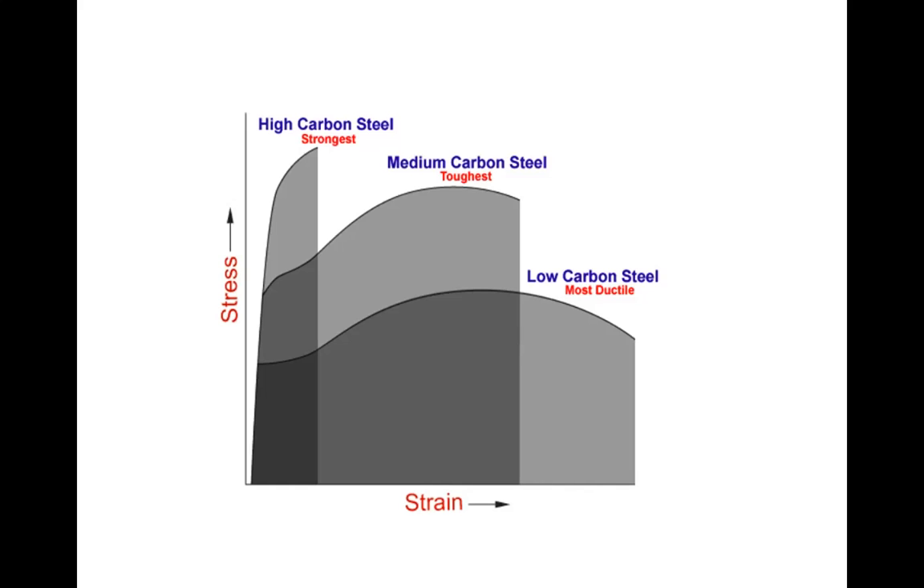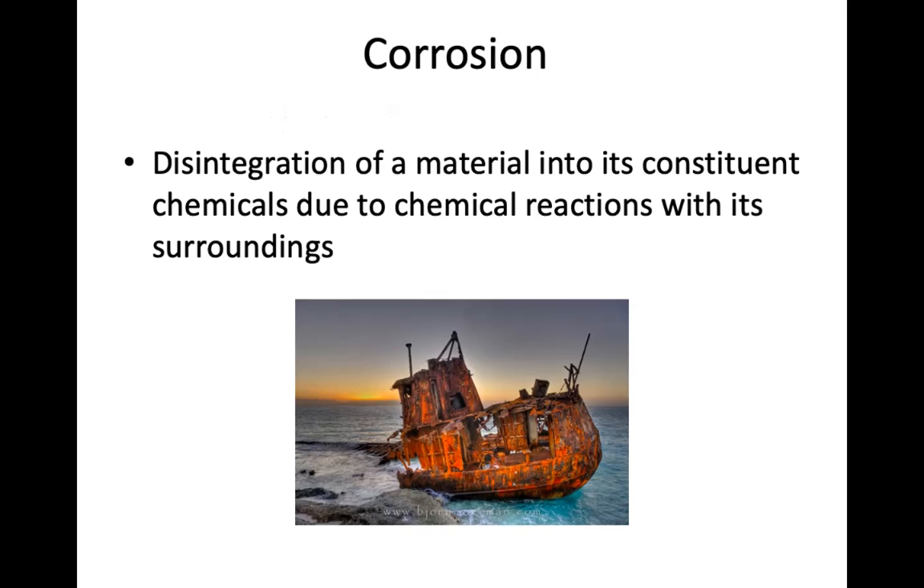We'll examine these three concepts with these stress-strain curves. The high-carbon steel is able to withstand the highest stresses. It's the strongest. The medium-carbon steel has the largest area under the curve. It's the toughest. The low-carbon steel exhibits the greatest strain prior to failure. It's the most ductile.